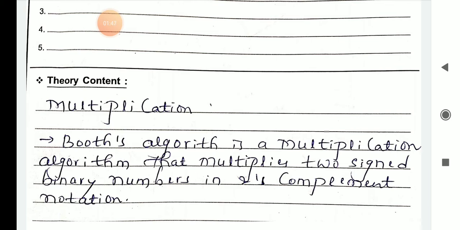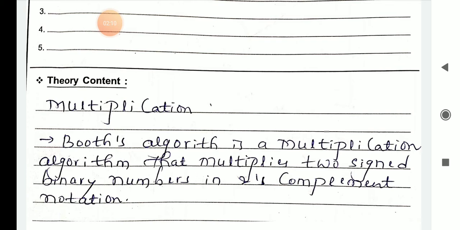First you have to convert the decimal number into binary: 15 is a decimal number into binary, 4 is decimal into binary. Multiply these two and you get some product. But in Booth's algorithm, you first convert into binary, then you have to take the 2's complement of that notation. Then you will get the final product of Booth's algorithm.